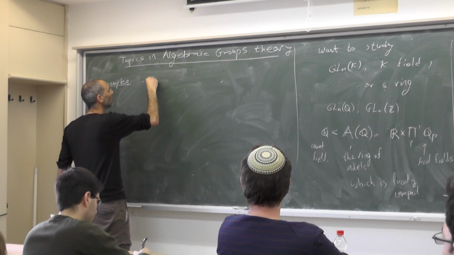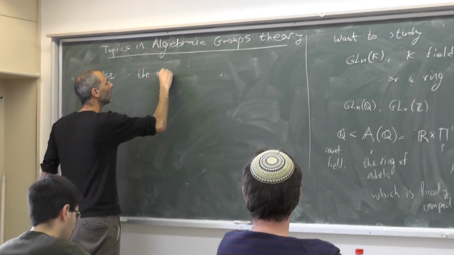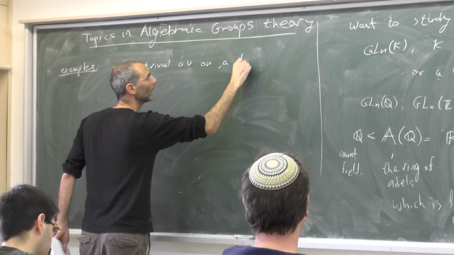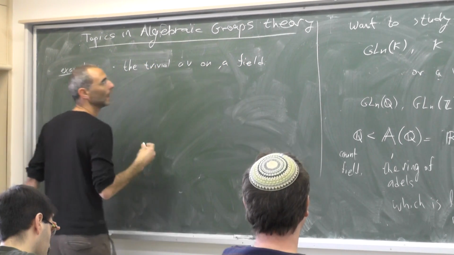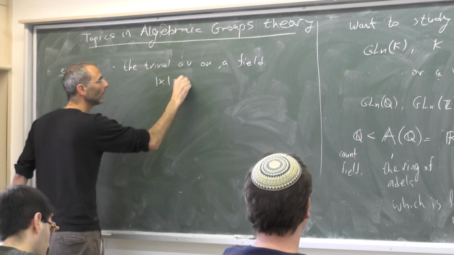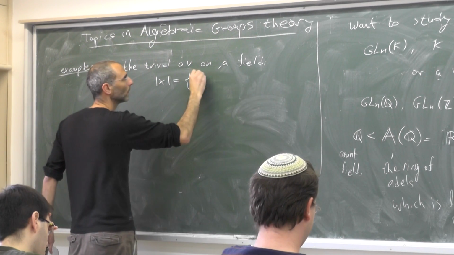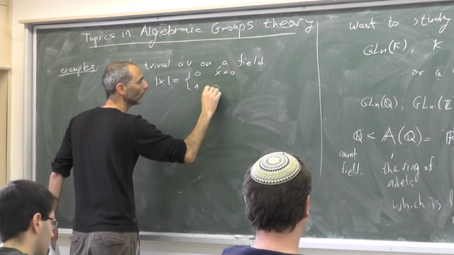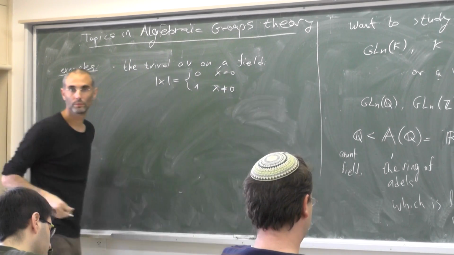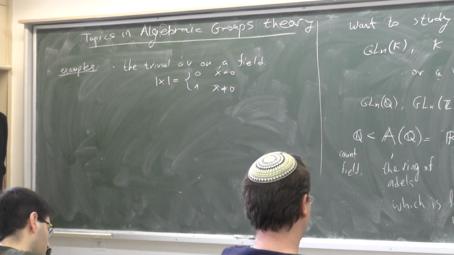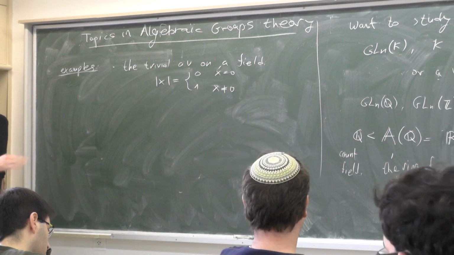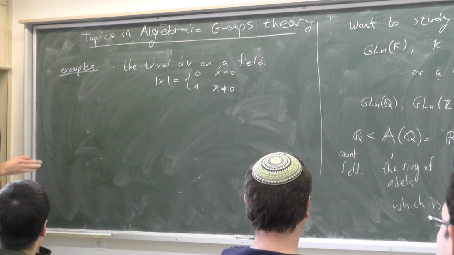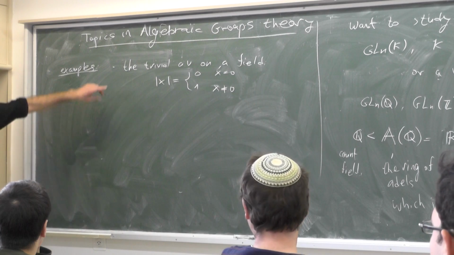So, the first example would be the trivial absolute value on a field. Just take any field and define the absolute value of x to be 0 if x is 0, and 1 if x is not 0. This is trivial, this is not interesting. I will always assume, unless saying otherwise, that my absolute values are not trivial.